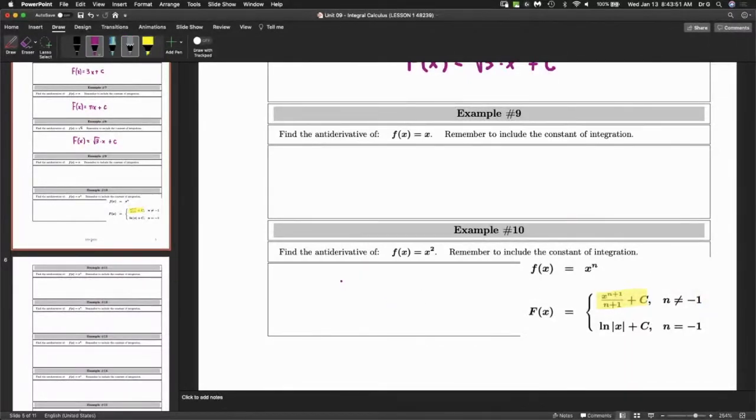So let's do it right here. Okay, ready? We have f of x. And then the answer is x to the 2 plus 1 over 2 plus 1. And you always put that constant at the end, plus c. And then do some cleaning, and you're done. So that's x cubed over 3 plus c. And that, my friends, is how you find the antiderivative of a power function.